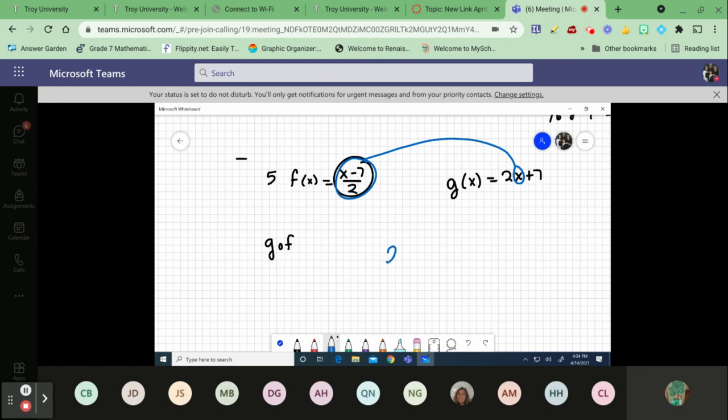So I have 2 times x minus 7 over 2, plus 7. Those 2's are going to cancel. X minus 7 plus 7. So g of f of x is going to equal x.